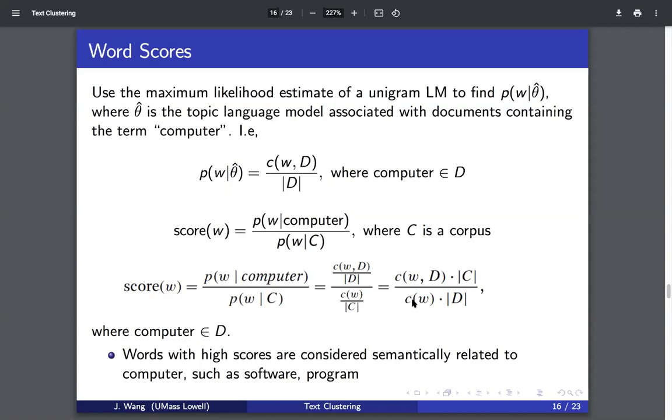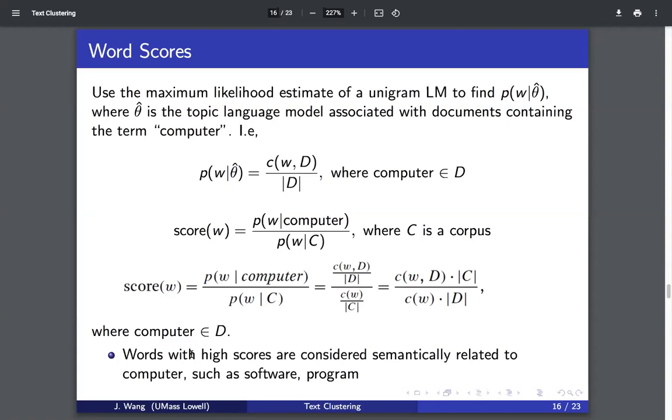So that becomes, using maximum likelihood, it becomes this. So this is the count in these documents that contain computer. And this is the general count for this word in the whole corpus, divided by the number of documents in the whole corpus and the number of documents that contain computer. So that becomes your score for W. And then words with a high score are considered semantically related to computer.